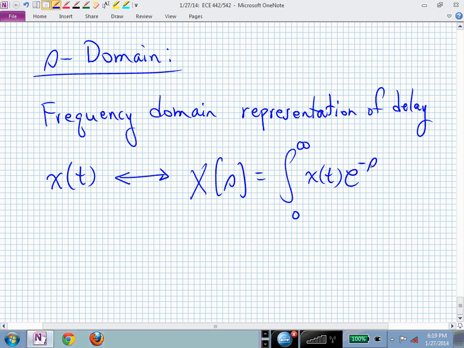complex exponential basically gives us the frequency content or the S domain content in that time domain signal, x of t. So this is now our frequency domain version of x of t. What happens, do you remember this property? How do we relate a delayed version of x to the Laplace transform of little x of t?